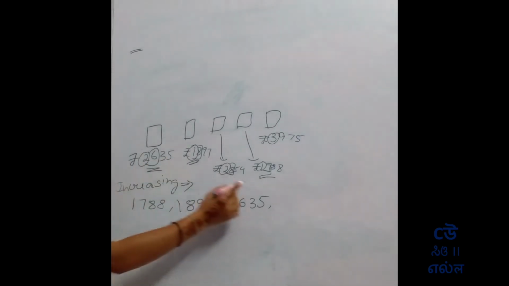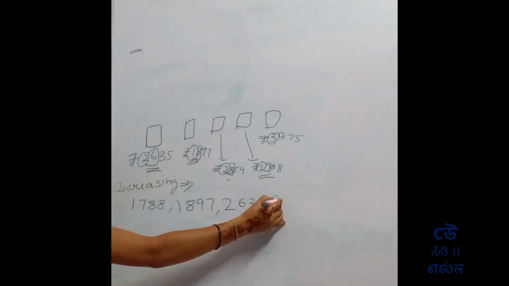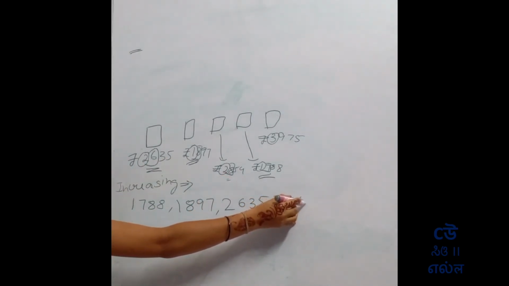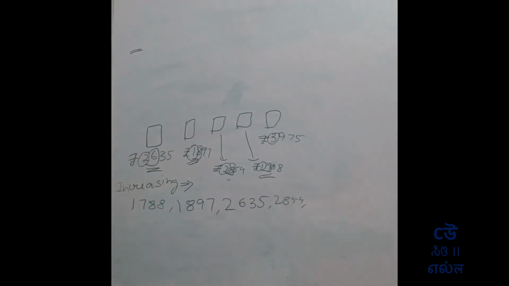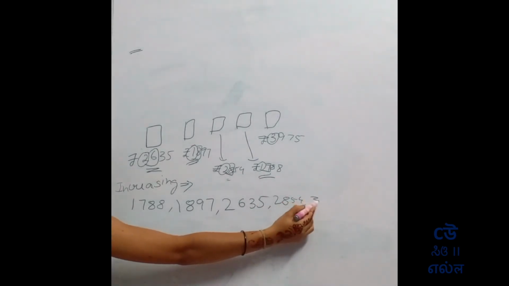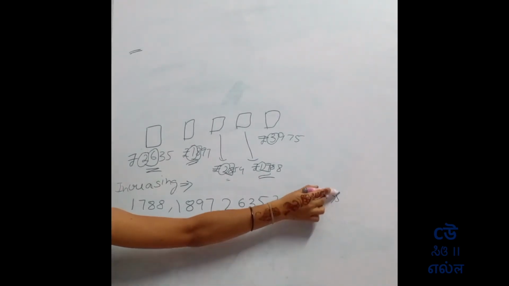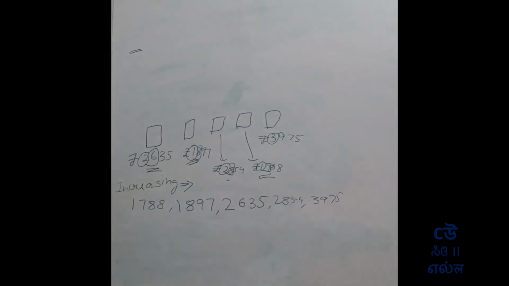Okay. The next smallest digit after this is what? The remaining 2854. Okay. The next digit after the remaining is what? And obviously 3975. Okay. 3975 is the biggest. So we have arranged the numbers from smaller number to bigger number.